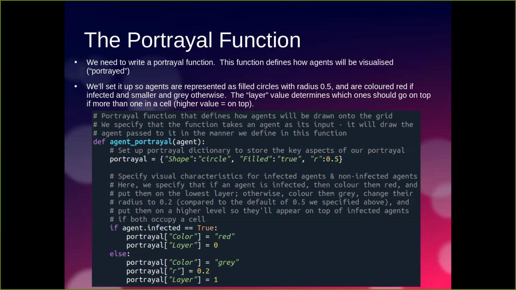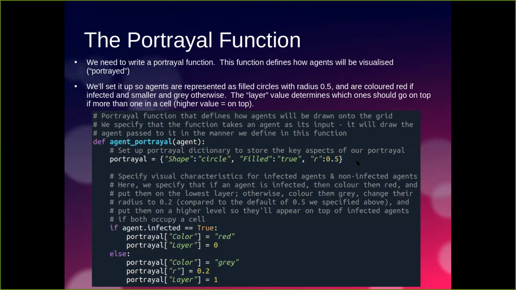And the layer value that we'll specify basically determines which ones should go on top if there's more than one in a cell. So if there's a higher value, they go on top. So here I'm going to call my portrayal function agent portrayal. You can call it anything, but the thing I need to pass in is an agent. So this is the way in which I want you to portray an agent.